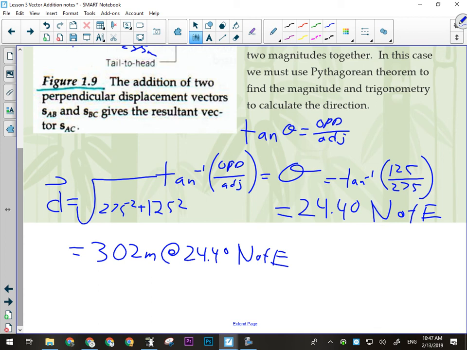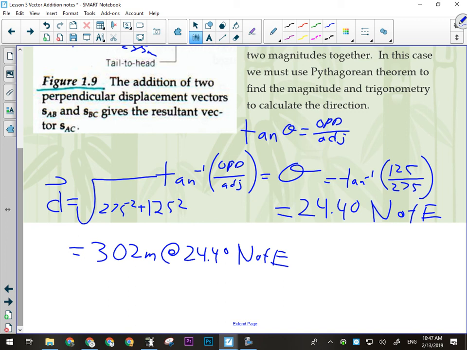So, quick review here. I represent a vector by drawing an arrow. The length of the arrow represents the magnitude. Direction is represented by which way I point the arrow. If I have two or more vectors, I always add them by drawing them tail to head. I draw the first one, then the second one, then the third, the fourth, however many there are, but I draw them chronologically, connecting them tail to head.